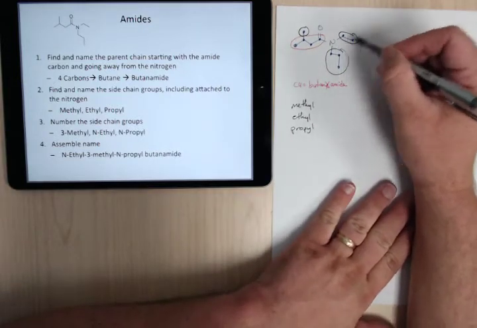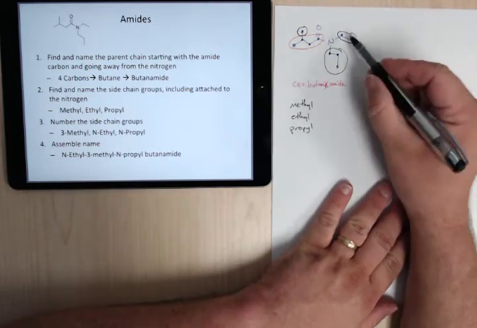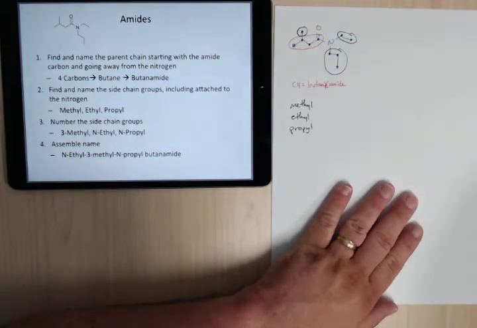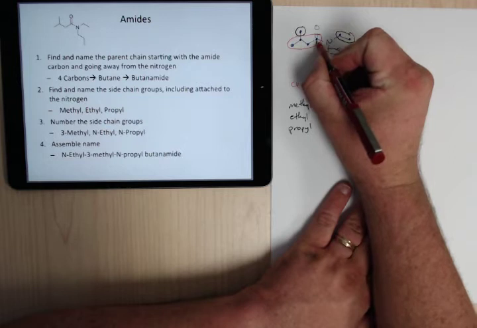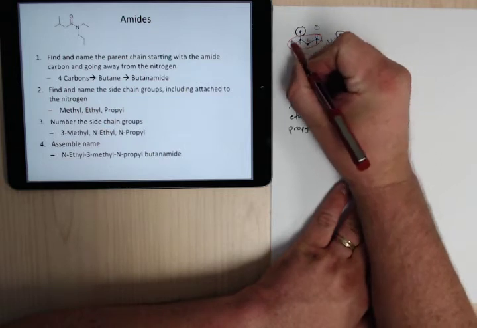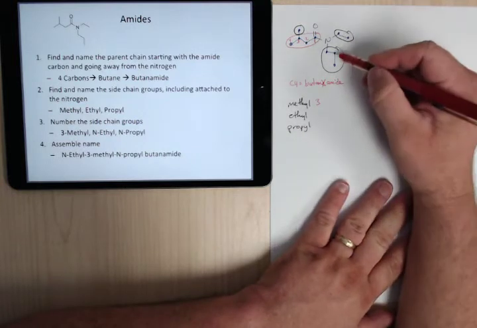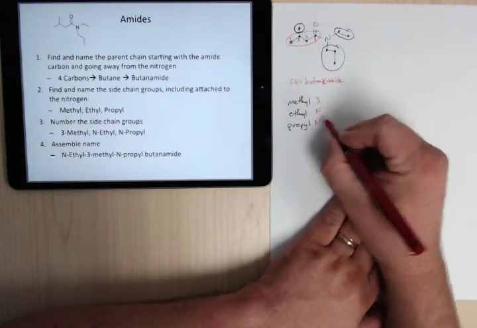Those are two distinct side chains. Okay, it's not a pentyl. It's an ethyl and a propyl. Okay, so for these, the numbering always starts at 1, 2, 3, 4. So the methyl is hanging off of carbon 3. The ethyl is hanging off of the N, and the propyl is hanging off of the N.